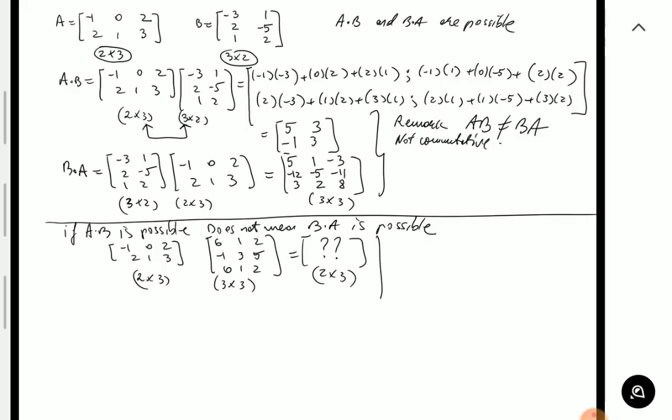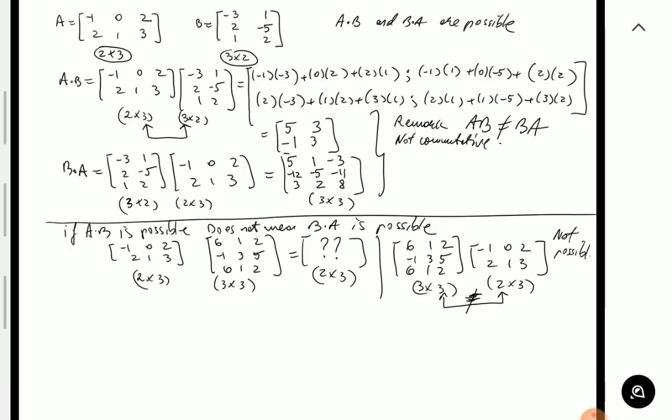On the other hand, if I try to do it in the opposite order, 6, 1, 2, minus 1, 3, 5, 0, 1, 2, to be multiplied by minus 1, 0, 2, 2, 1, 3, that's not going to be possible, because the number of columns of the first matrix is not the same as the number of rows in the second matrix. If you take a row and a column, obviously you cannot do the dot product, because one entry is not matched. 6, 1, 2, you cannot do the dot product with minus 1 and 2. You're missing one extra entry in the second matrix.